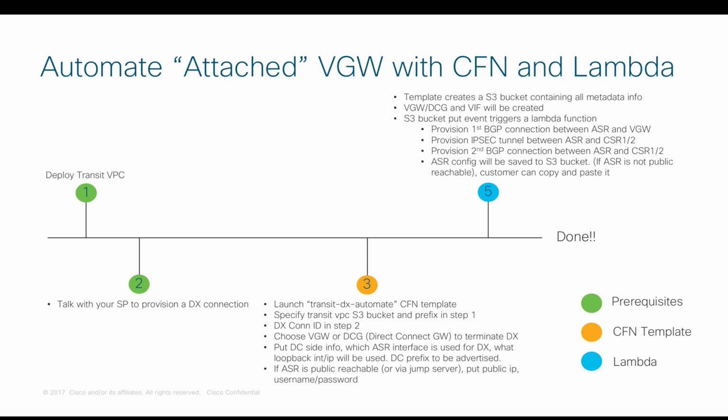Second, it's going to enable an IPsec tunnel between the ASR and the CSR. It will provision another BGP connection between your ASR and the CSR, and then the ASR configuration, also the CSR configuration, will be saved to the S3 bucket. That is very useful if your ASR is not publicly reachable, and the customer can copy and paste it.